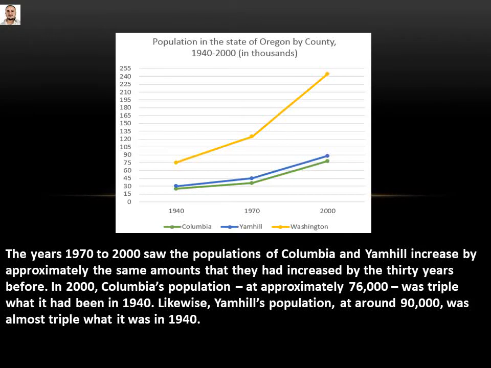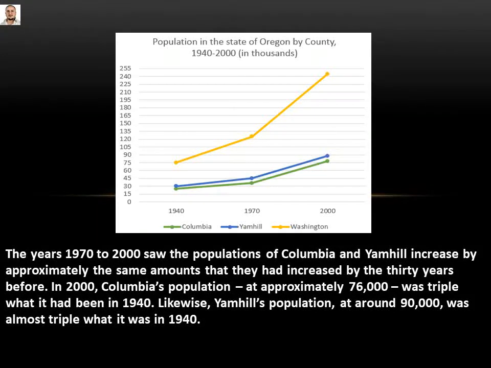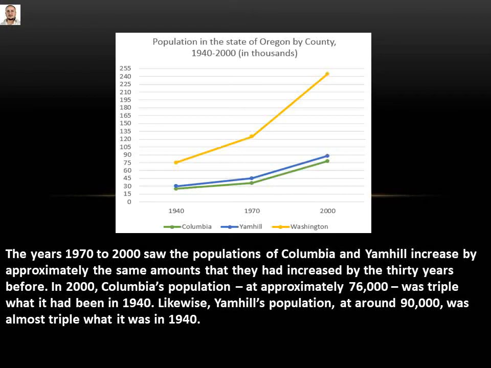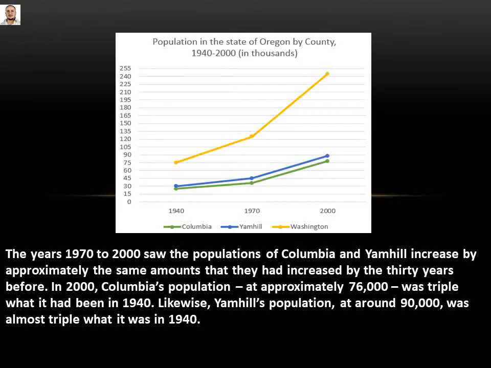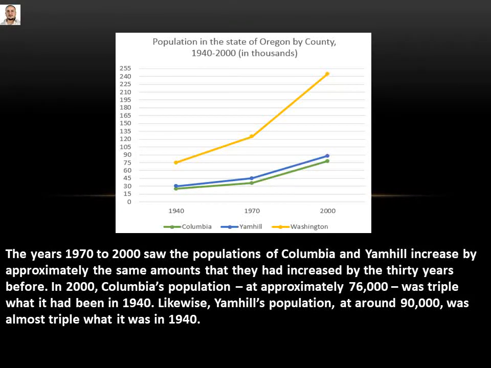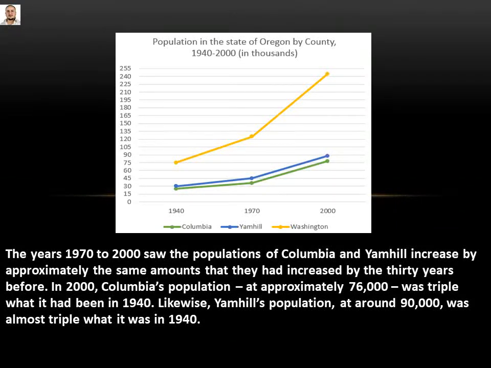The years 1970 to 2000 saw the populations of Columbia and Yamhill increase by approximately, again as I told you, the same amounts that they had increased by in the 30 years before. In 2000, Columbia's population, at approximately 76,000, was triple what it had been in 1940.